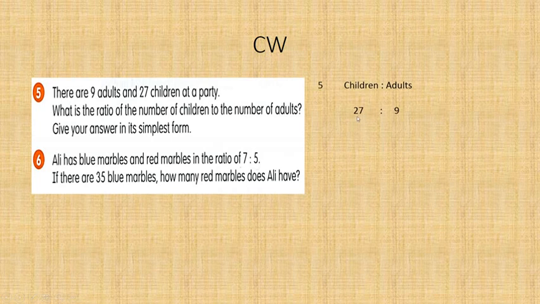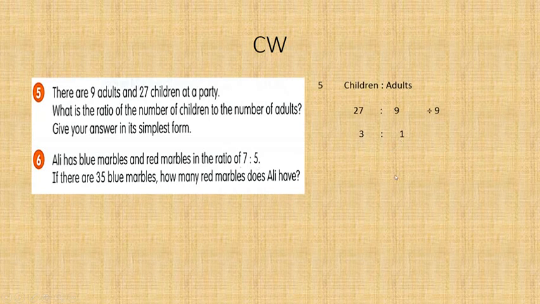If you look at and focus on these numbers, you will find out that both of them are in table 9. So I divided by 9. So 27 divided by 9 is going to be 3, and 9 divided by 9 is going to be 1. So the ratio in simplest form is going to be 3 to 1.